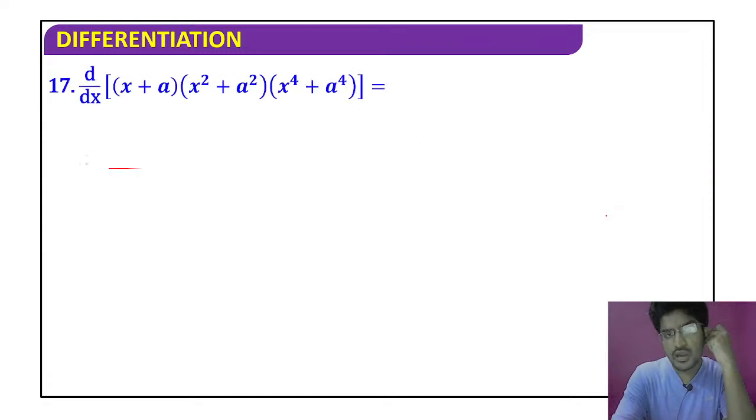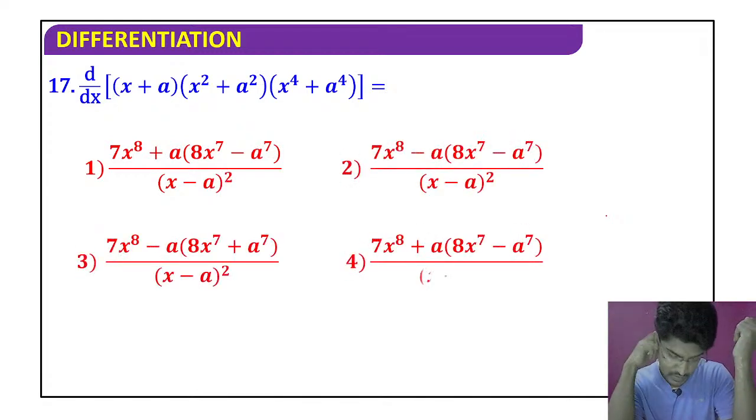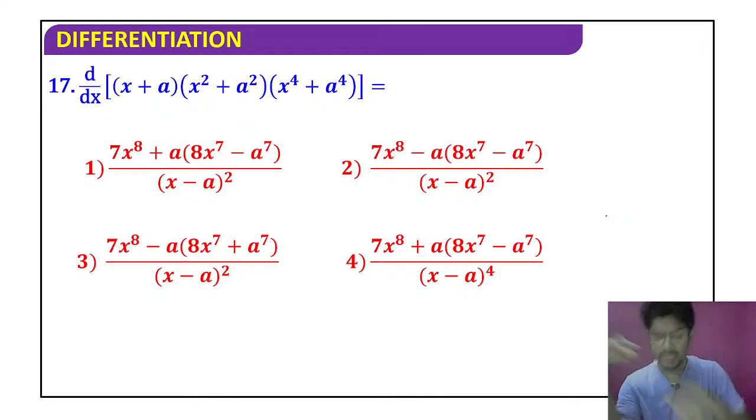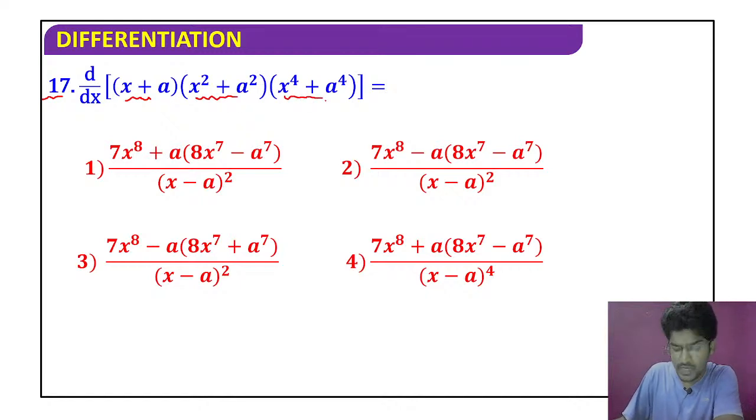So now let us go for problem number 17. Come on everyone, come to problem number 17, that is differentiation of x plus a into x square plus a square into x raised to 4 plus a raised to 4. What most of the students will do, they will apply product rule for this. But my dear students, please see here, don't go for that.